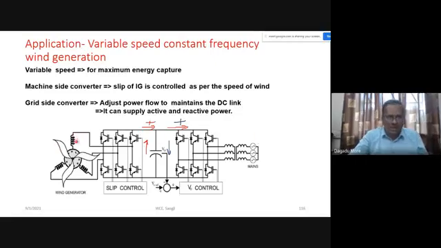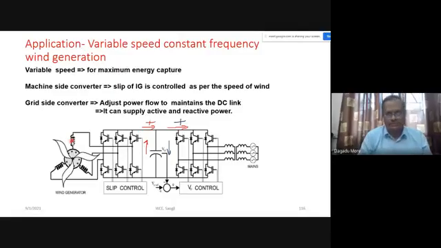What is the nature of the currents in the stator winding of the induction machine? What is the waveform of the currents in the stator of the induction machine? Is it sinusoidal or non-sinusoidal? Sinusoidal, sir.